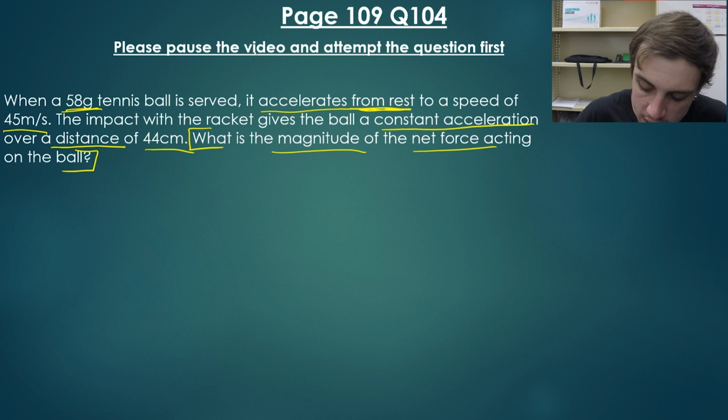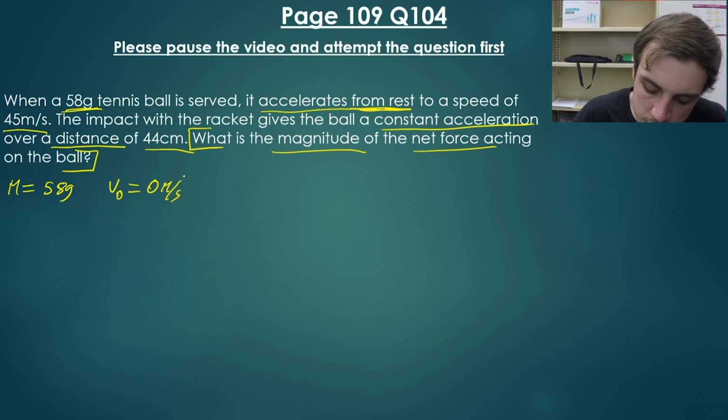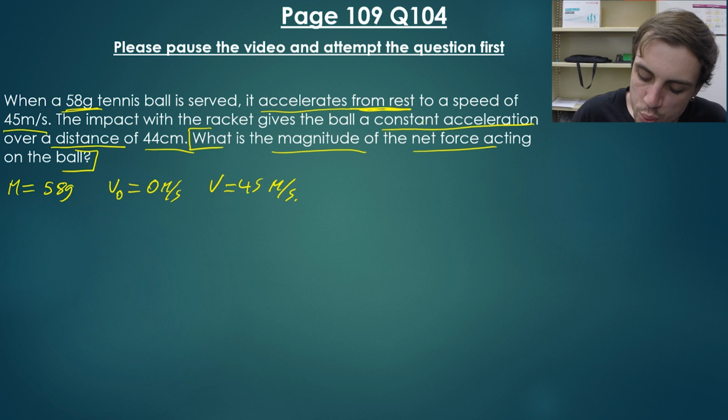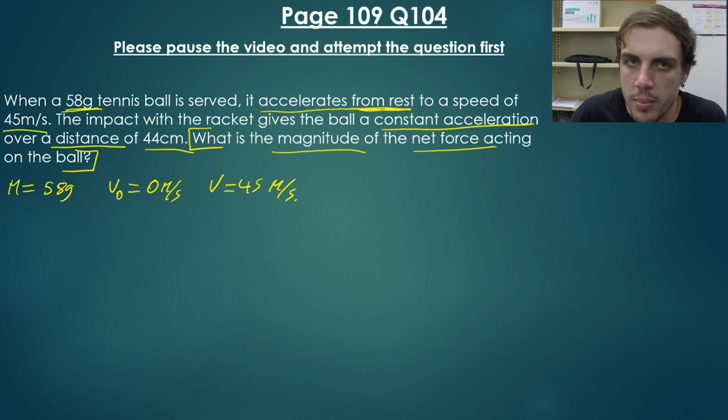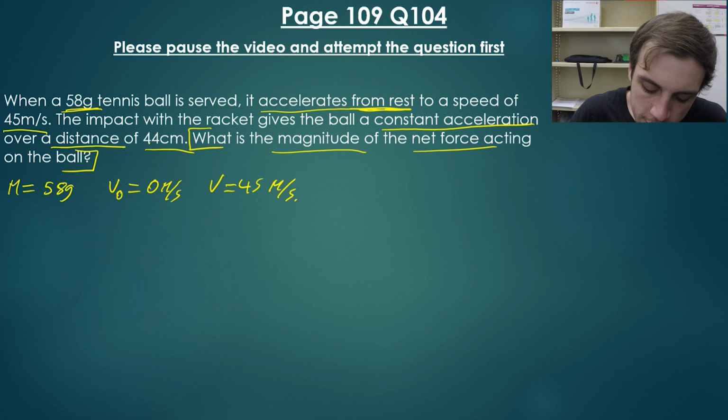Now, we were given a lot of key information here. We were told the mass, so the mass of the tennis ball is 58 grams. We can see that it accelerates from rest, so our initial velocity is 0 meters per second, to a speed of 45, so our final velocity is 45 meters per second. It gives a constant acceleration, so kinematic formulas should spring to mind, over a distance of 44 centimeters. So x is equal to 44 centimeters. What is the magnitude of the net force?